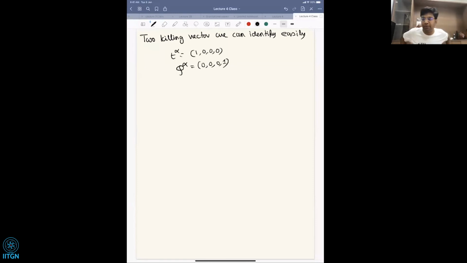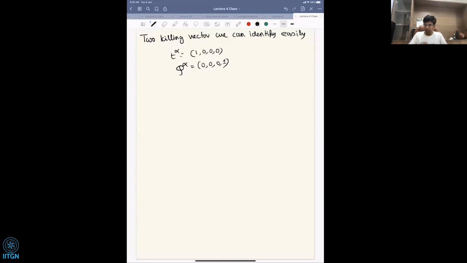Who is a static observer? So look at me. Ignore the gravity. Suppose I am in flat spacetime. I am a static observer. Why? For me, neither r is changing, nor theta is changing, nor phi is changing. Only the time is changing.